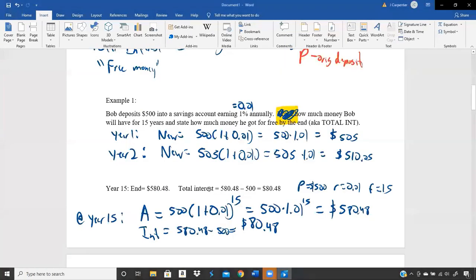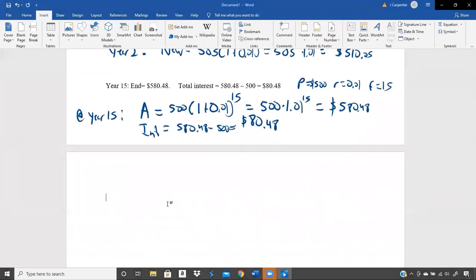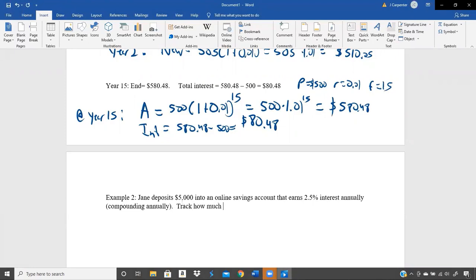All right, now let's finally get to another problem. Example 2. It's weird. Jane deposits $5,000 to a savings account, an online savings account, that earns 2.5% interest annually. Now, I might say compounds annually. That's another way of saying it. I'll put that in parentheses. Those are just two different phrases for the same meaning. Earning interest annually means it compounds annually. Track how much money Jane has for 32 years.